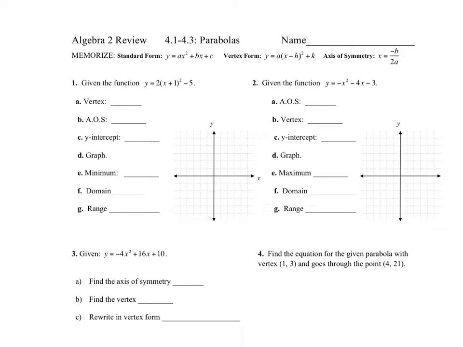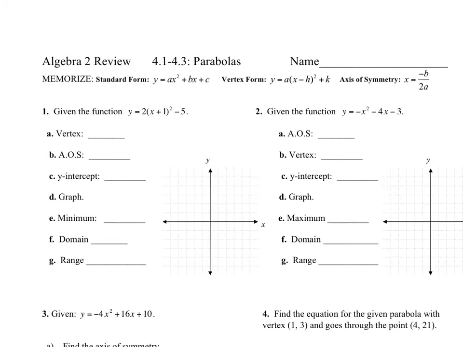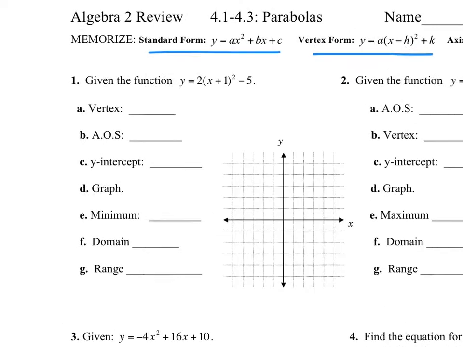All right, so your quiz is going to be on 4.1 through 4.3. That's 3 lessons. You do have some things to memorize, and I put them at the top. 3 things. You need to know standard form, you need to know vertex form, and then you also need to know that formula for standard form to find the axis of symmetry. So let's start. Here we go.